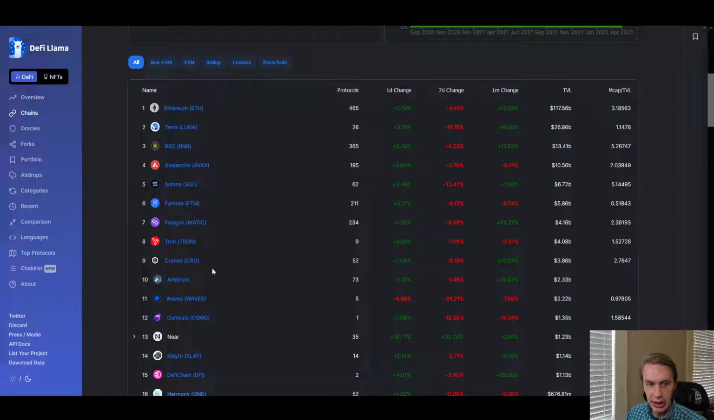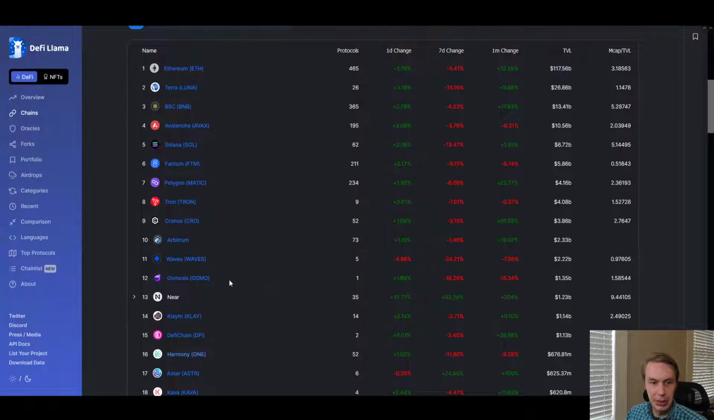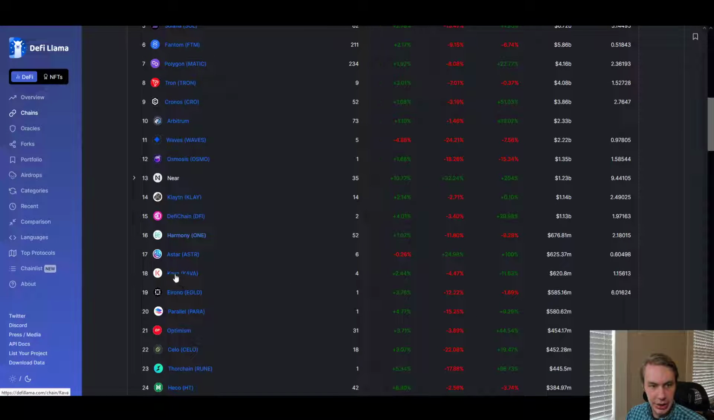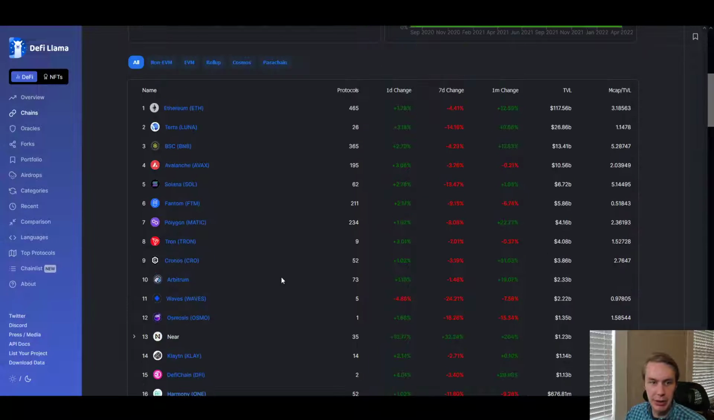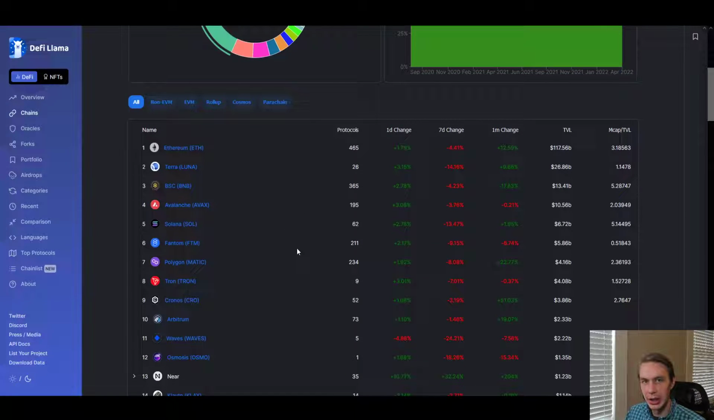See Cronos sitting down here at number 9, quite a bit of value locked on it. Osmosis, being the main DEX for the Cosmos ecosystem, sitting here at number 12. Then we have Kava down here at number 18. We just have a lot of value locked in the Cosmos ecosystem, is basically what I'm saying here.